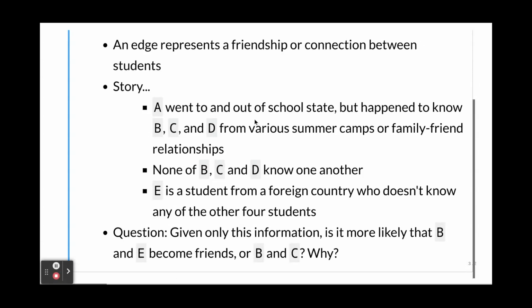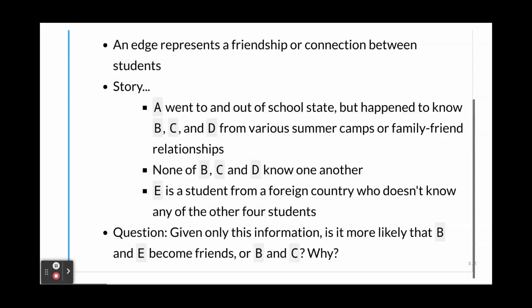We'll say that A is going to an out of state school, but just happened to know B, C, and D from their summer camps or family friend relationships, or perhaps maybe one of them even went to the same high school and is also going to an out of state college. We will say, though, that in our story, none of B, C, and D know one another. And finally, node E is a student from a foreign country who is coming without knowing any other students upon arrival.